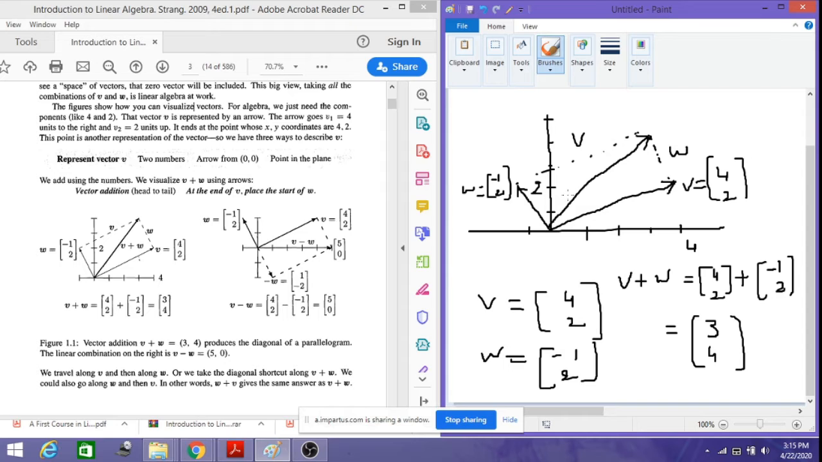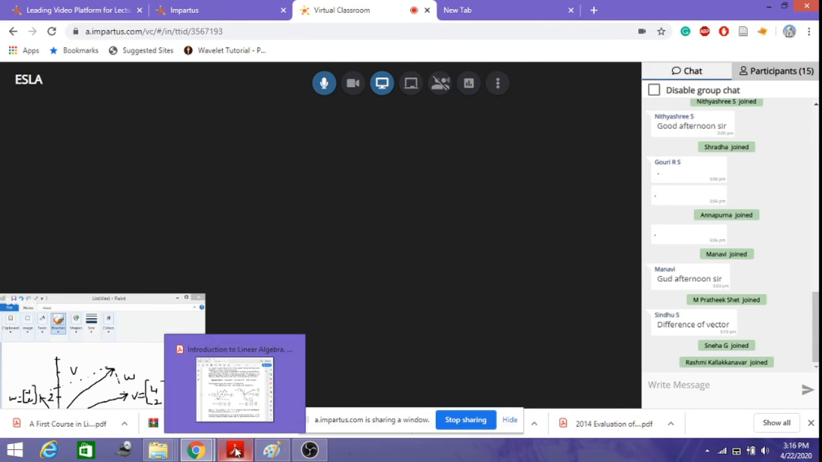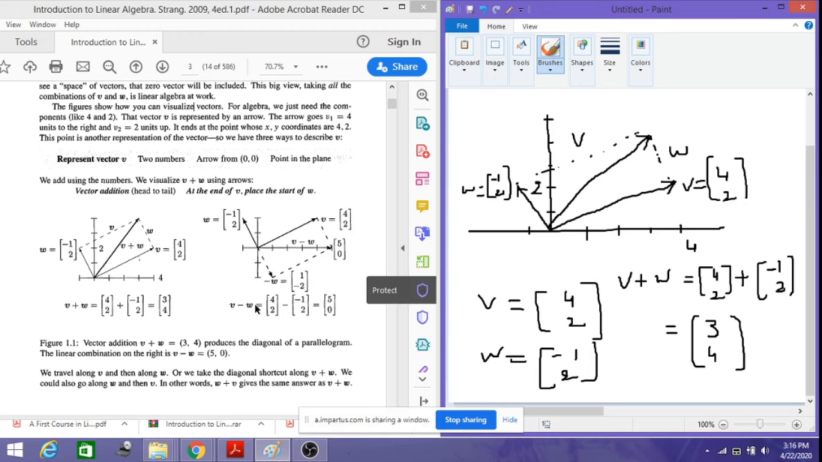Now likewise, if you subtract, what do you get? I'll leave it to you. You figure it out and draw the difference of the vector by yourself. Yes, correct, Sindhu. So now this is the addition, and likewise the difference you can also do. Subtract and see what resultant vector you get, and in which direction.